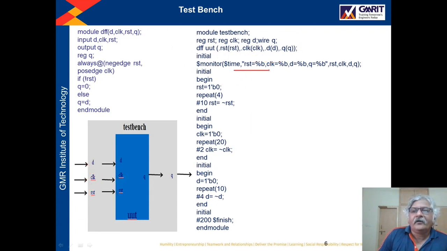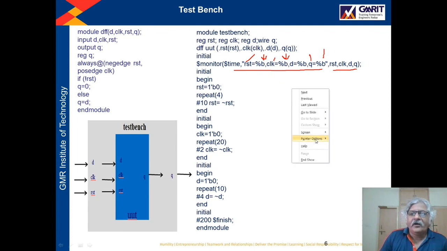And here this B indicates this is a binary value. This CLK is a binary value, RST is a binary number, this Q is a binary number. And these RST, CLK, D and Q are the variables. Whenever there is a change in the value of these variables, the waveform will be captured.